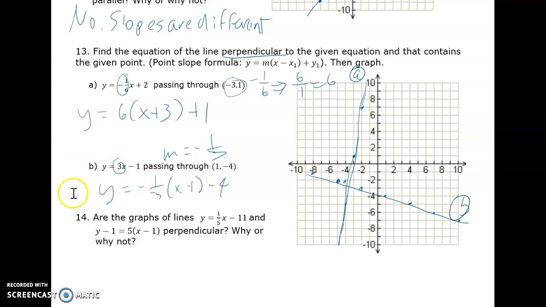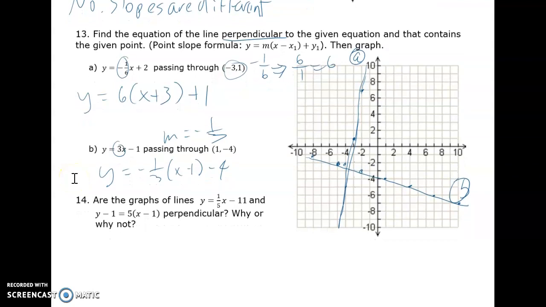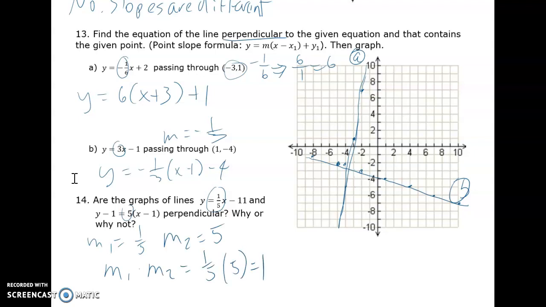Okay. Question number 5 asks one last question. Are the graphs of the lines perpendicular or not? To do that, we need to tell what the slopes are. So we have a slope of 1/5, and we have a slope of 5. Okay. So m1 equals 1/5. m2 equals 5. Now if we multiply these together, m1 times m2, that's 1/5 times 5, which equals 1. For them to be perpendicular, it's supposed to equal -1. So these lines are not perpendicular. Okay? They have to have opposite reciprocals.